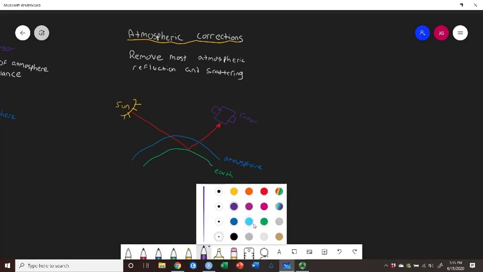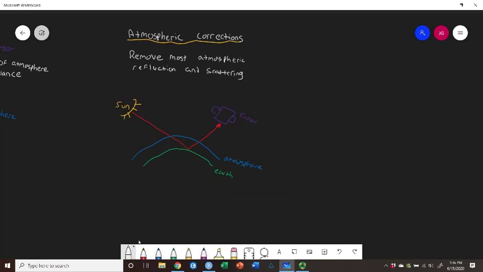How about white? We'll just stick with white. And we'll just diagram this out, that this was removed by atmospheric corrections. Right? Atmospheric corrections removed this portion that was reflected off of the atmosphere.